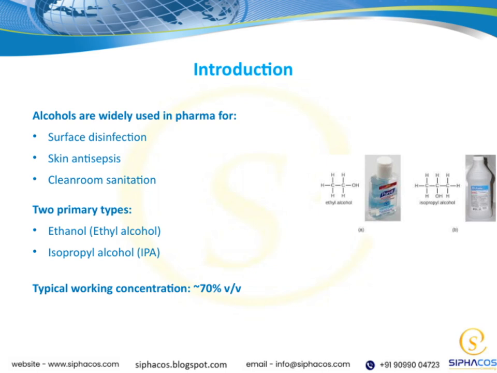A key point to remember is that the typical working concentration for these alcohols is around 70% volume. This concentration strikes a good balance between efficacy and safety, ensuring that the alcohol effectively kills microorganisms while being safe enough to handle and apply.